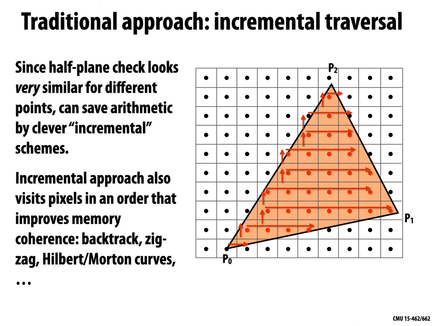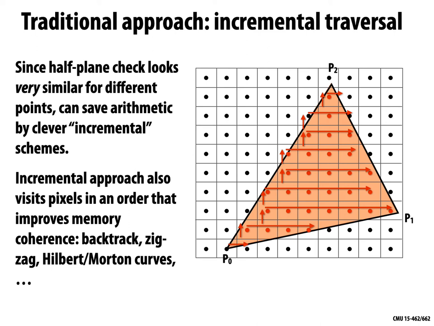So now, if I want to rasterize a whole triangle, what do I need to do? I need to, in some order, march over the pixels in the image, and for each of them, check whether the center of that pixel or the sample points contained inside that pixel are contained inside the triangle. And one kind of traditional, older approach is to say, well, I can make this a little bit faster by noticing that the half-plane check looks very similar for nearby points. So I can save myself some arithmetic by not going through these points in a random order, but by marching, let's say, along rows of the triangle and incrementally updating my calculations to decide whether each pixel is turned on.